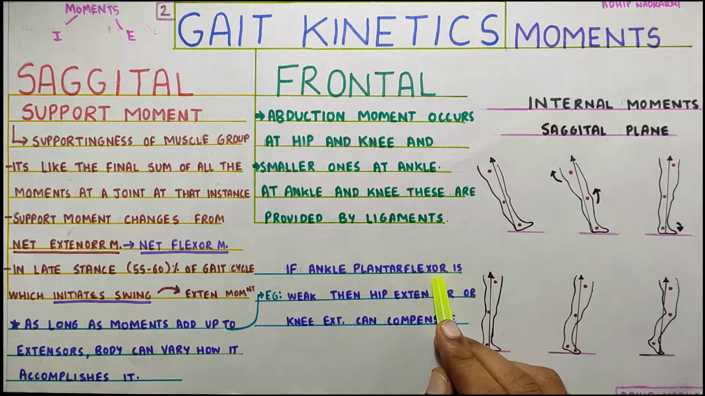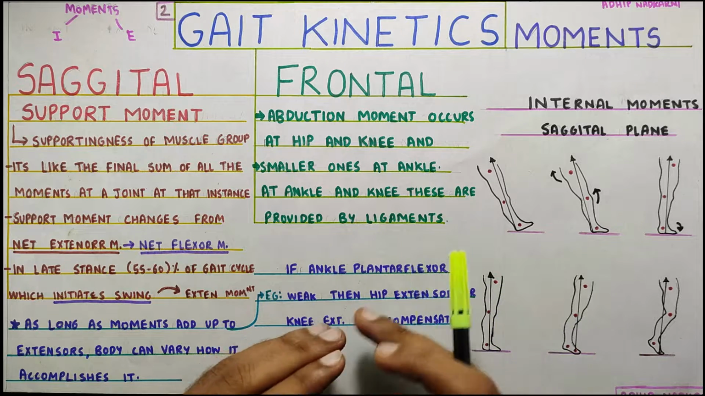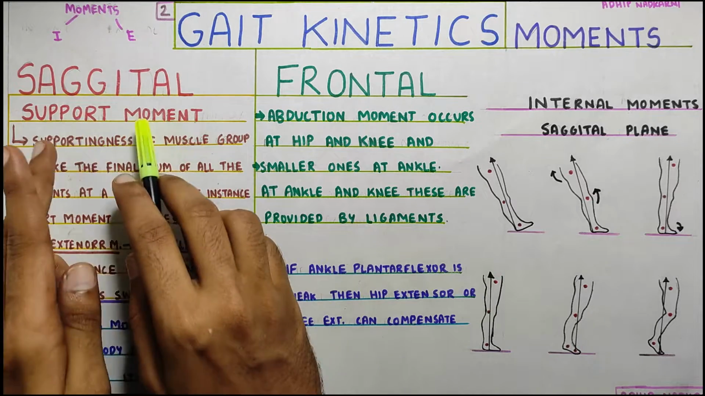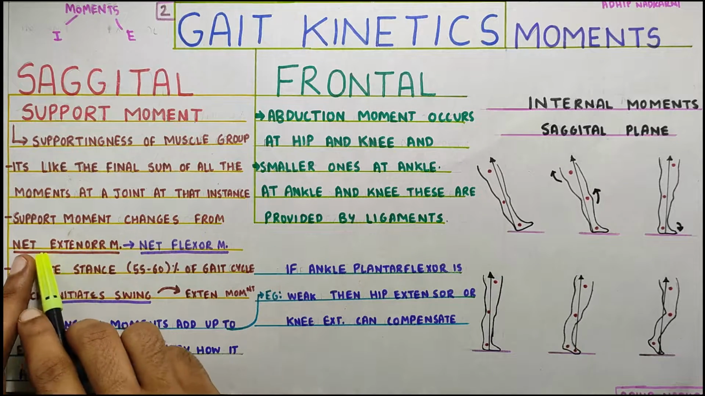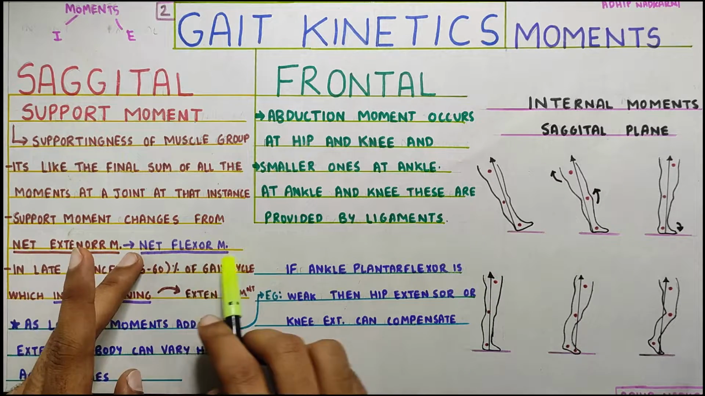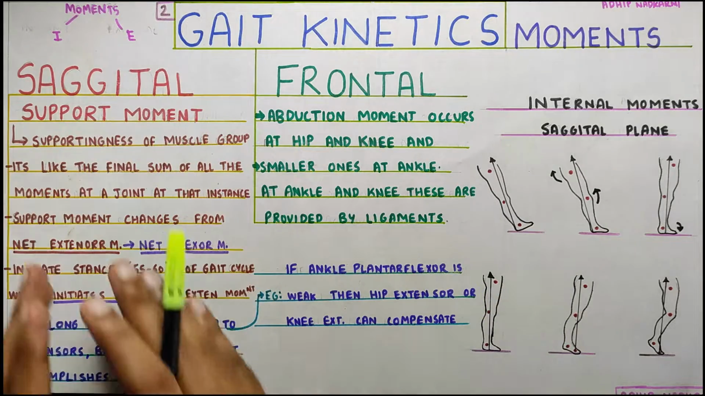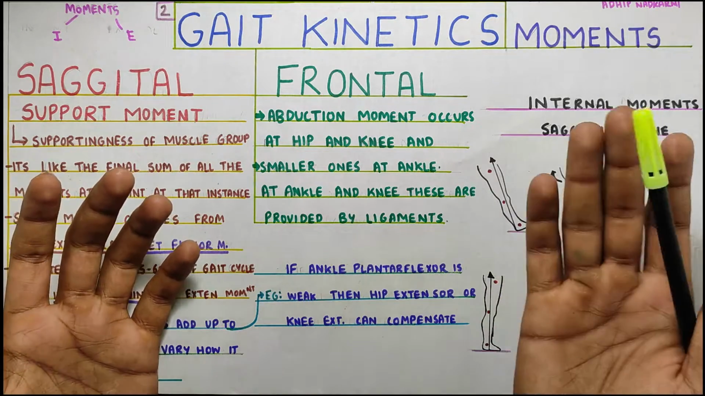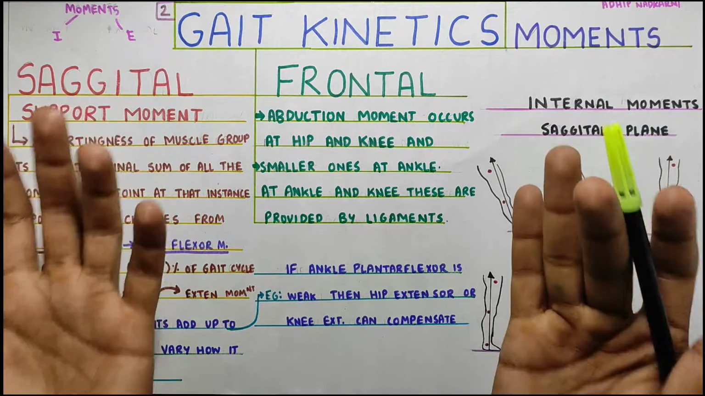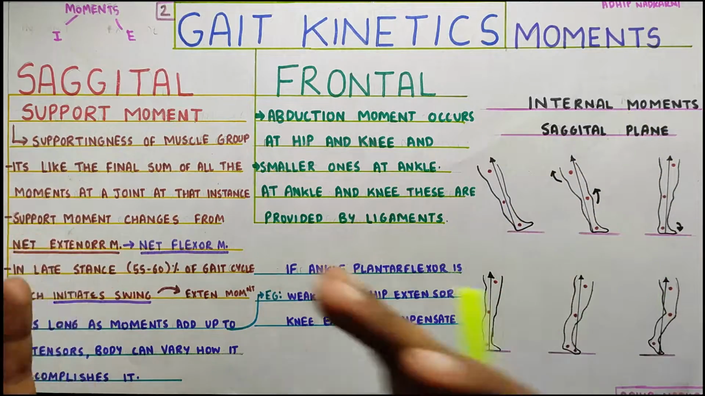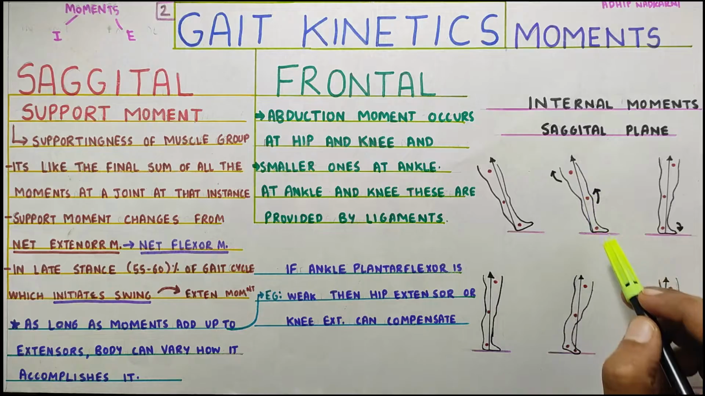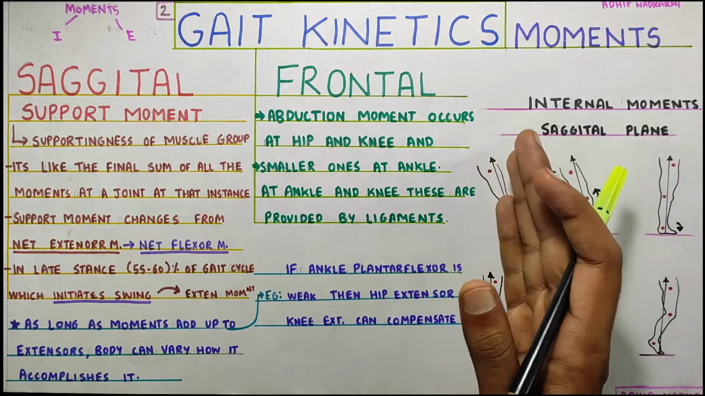If the ankle plantar flexor is weak, then hip extensors or knee extensors can compensate to create that final support moment, that is an extension or extensor moment in stance phase and net of a flexor moment in swing phase. So now that you have understood how the moments work, the internal and external, correct, how they behave together, and especially in the sagittal plane, how hip, knee and ankle work, let's move on to the frontal plane.